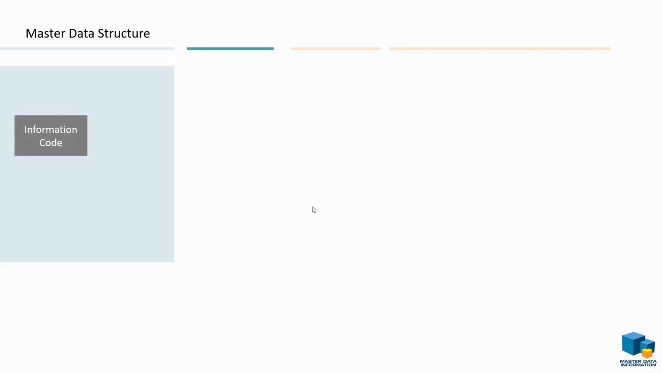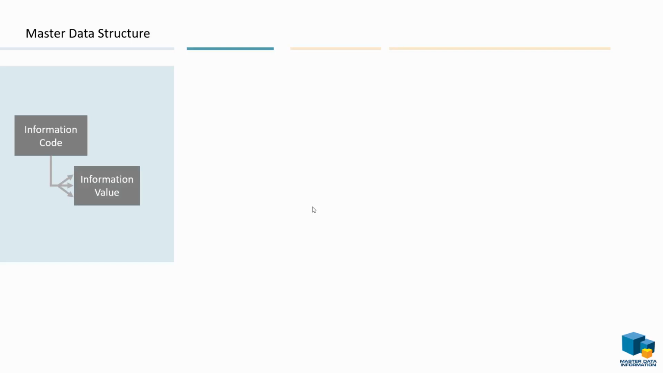Let's take a look at the overall data structure and user stories in master data information in Business Central. First of all, in our master data structure, we have the information code layer. This is the top layer. Adding an information code would be like adding a new field to a table, for instance, items, customers, etc.